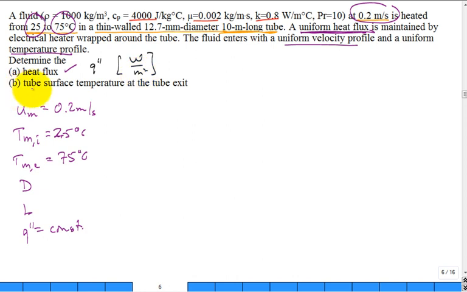And then what is this part B? Tube surface temperature at the tube exit. What symbol do I want for that? Tube surface at the exit. Tube surface temperature at the exit. What SI units? Degrees C. If the fluid's coming out at 75, would this temperature be greater than 75 or less than 75? Greater. Yeah, greater. All right.